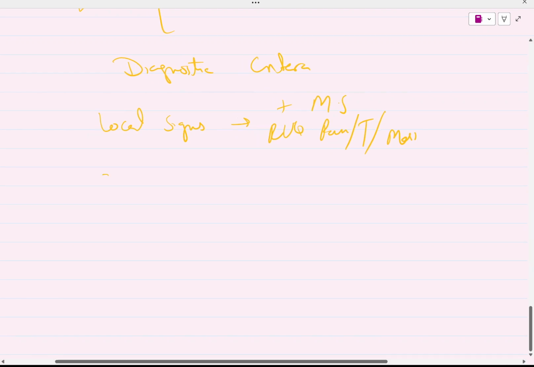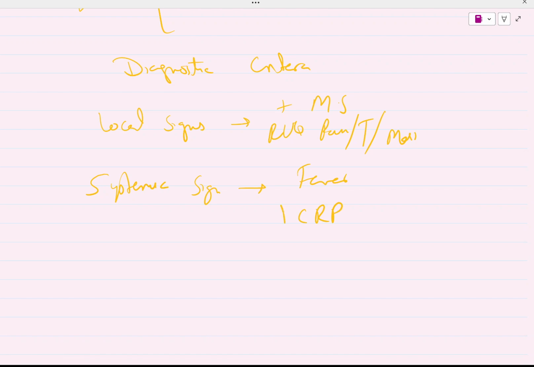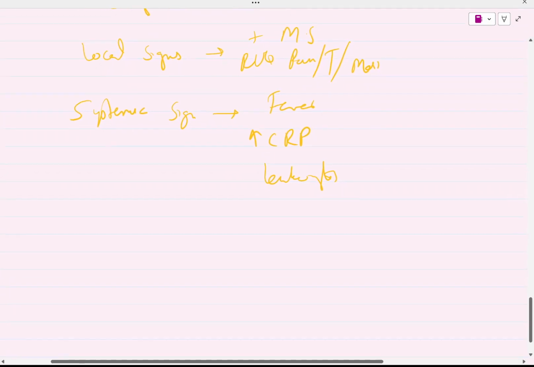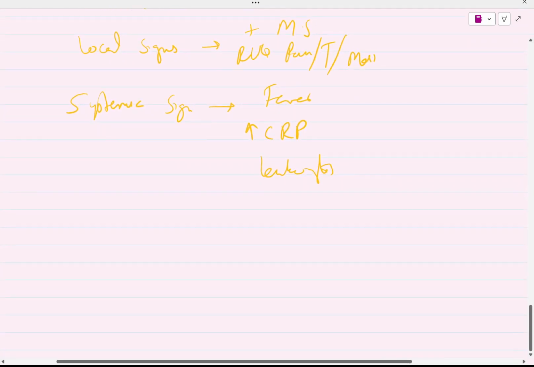Next thing is systemic signs. For systemic signs, you check fever, you check CRP levels, and you check leukocytosis. If any of these signs is present, it is a positive diagnostic indication of acute cholecystitis.